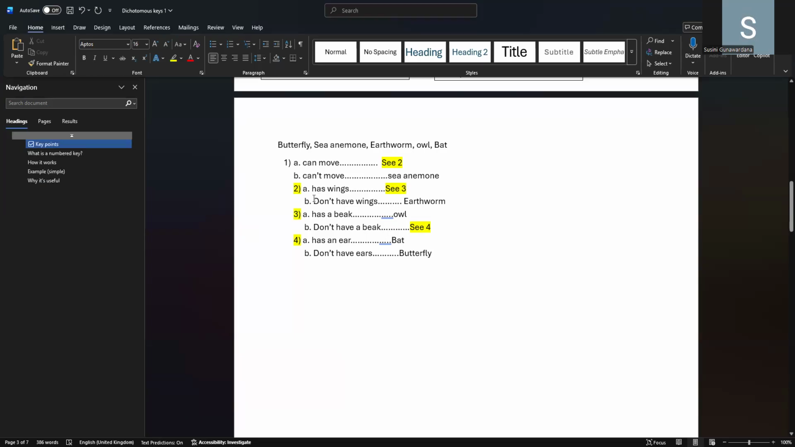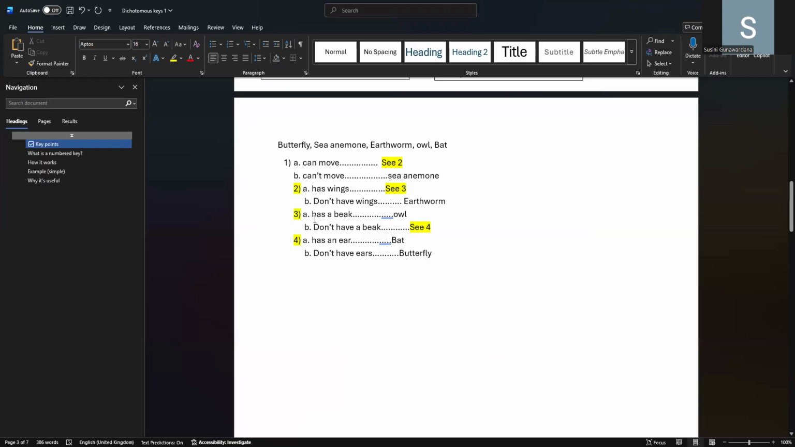So the 2 will be indicating that 4 animals, and you write has wings and don't have wings. So has wings will be indicated by butterfly, owl, and bat. But you can't write their names as there are 3 animals, so you put C3 there. But don't have wings will be only 1 animal, so you wrote that here. So the C3 will be indicating here.